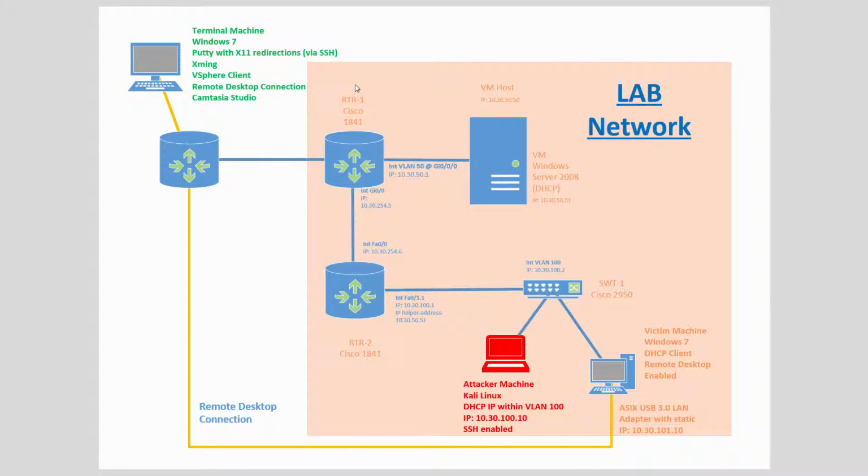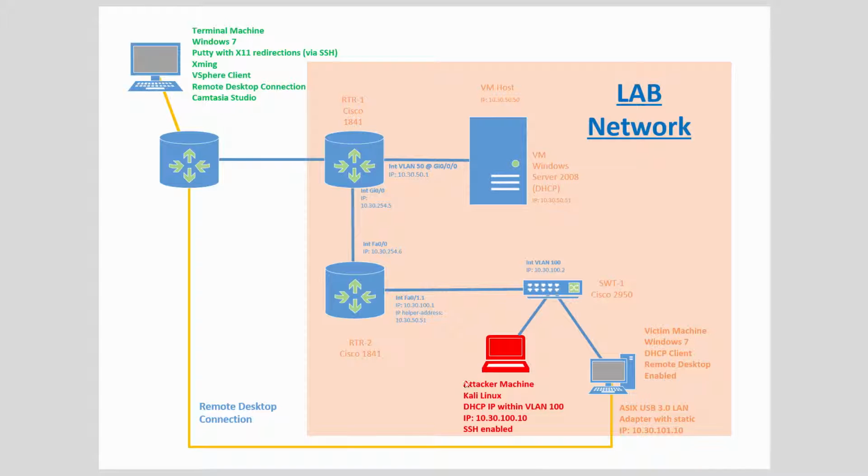For the purpose of this presentation, I'm using a couple of Cisco 1841 routers and a Cisco 2950 48-port layer 2 switch. A VM host machine is hosting a single virtual machine with Windows Server 2008, and this is the main DHCP server for the entire cluster of that network.